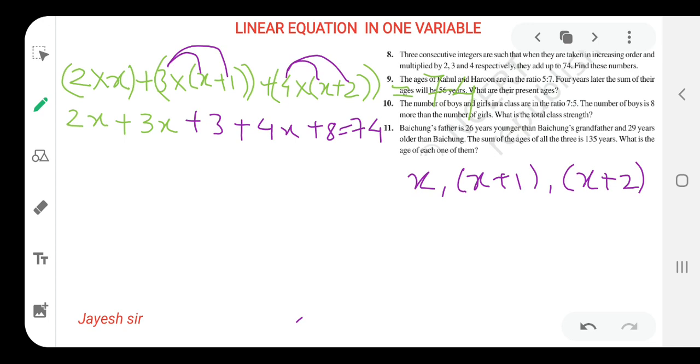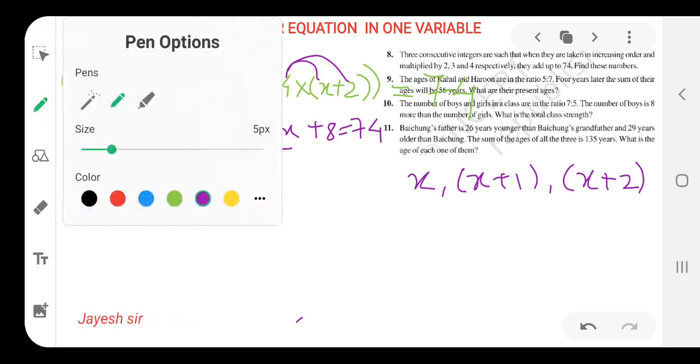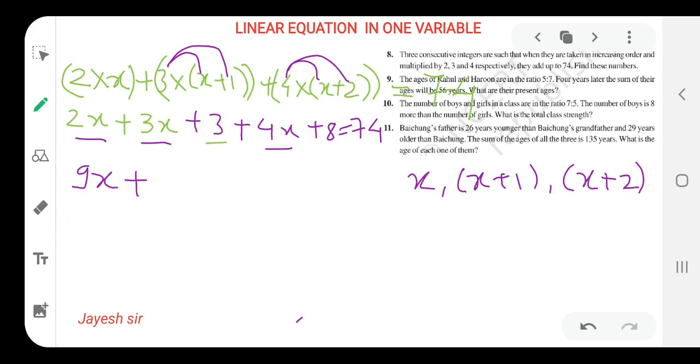Now what we are supposed to do: we will add the terms having x. So 2x, 3x and 4x, they all have x, so we'll add them. 2x plus 3x is 5x, and 5x plus 4x makes a total of 9x. Plus now we will add the terms not having x. Which two terms do not have x? 3 and 8 do not have x, so we'll add them. That would be 11, and that is equal to 74.